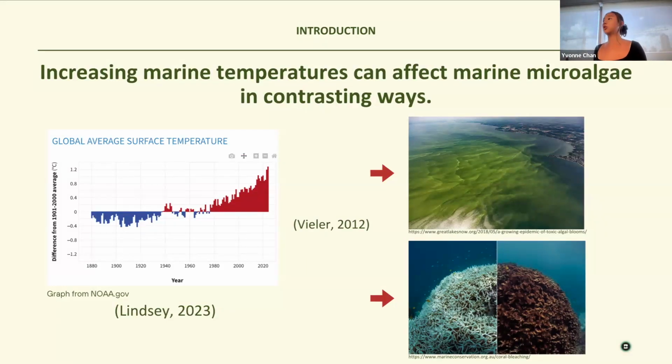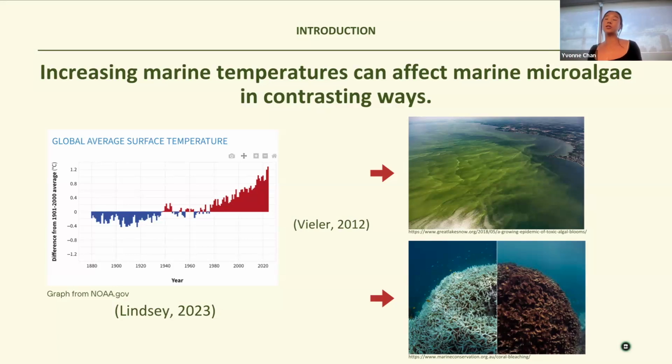Now, this can lead to two contrasting effects. On the top is an increase in the growth rate of these algae, and on the bottom is a decrease in the growth rate. And this contrasting phenomenon is mainly attributed to the thermal maximum, or the thermal tolerance, that is unique to each species of algae. The thermal maximum is the maximum temperature at which organisms can survive. And because this is different for each species of algae, those that possess a higher thermal maximum are able to see a greater growth rate at these elevated temperatures.